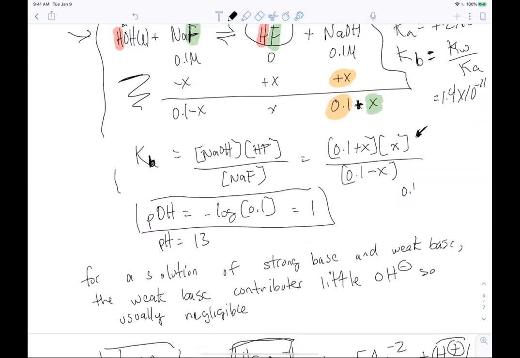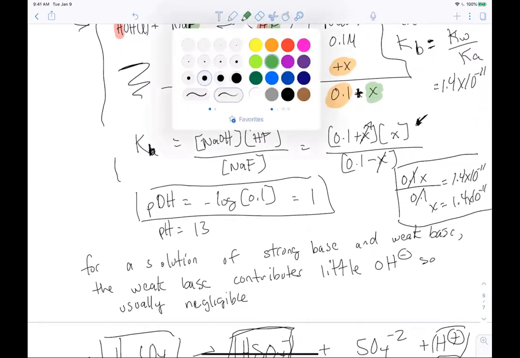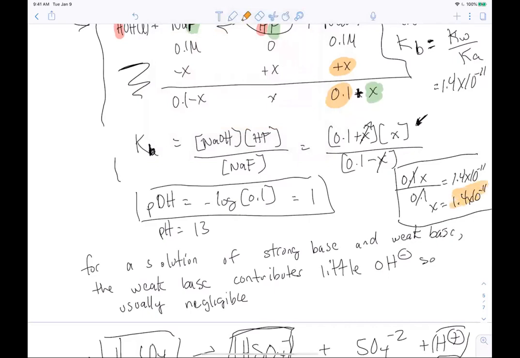It's easy. Let's say we want to assume that this is small and this is small, so we want to get rid of that. So we'd end up with 0.1x over 0.1 is equal to 1.4 times 10 to the minus 11th. So I'm making the approximation. That makes it very easy. Then we see that x is just equal to 1.4 times 10 to the minus 11th. I just assume that that's going to work. I don't know if it's going to work. And then I take what I get out of it, which is 1.4 times 10 to the minus 11th.